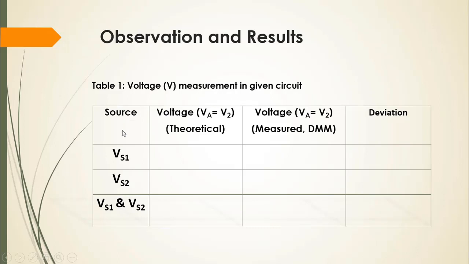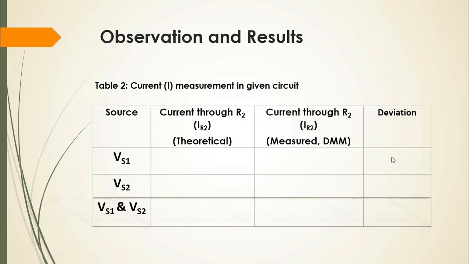Table number 1 is representing the voltage values or results in that given circuit. Here you can see that in column number 1 we have our sources VS1, VS2 and the combined effect of both sources VS1 and VS2. In the next column we have to put all the theoretical values determined for VA due to VS1, VS2 and their combined values. Similarly, in the third column we have to put the voltage values VA due to VS1, VS2 and their combined effect, which are measured through DMM. And finally, we will determine the deviation between the theoretical and measured values.